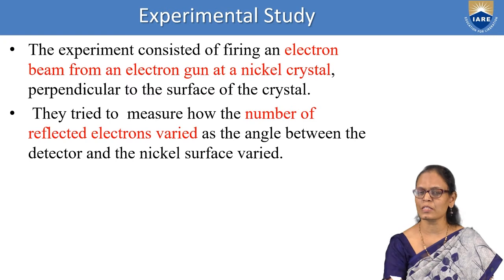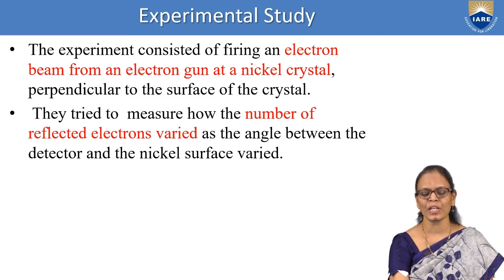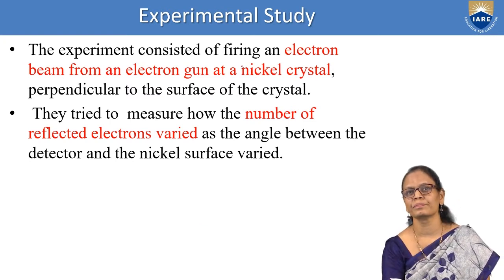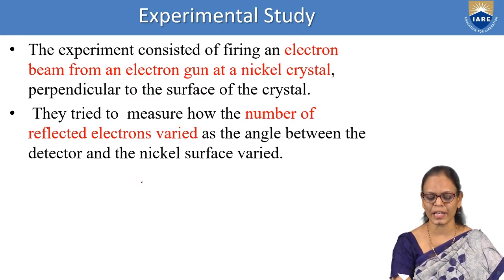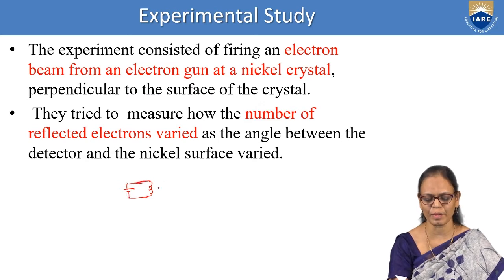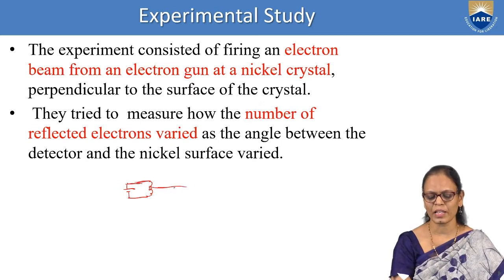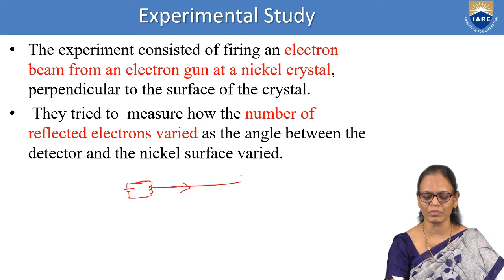And in the experiment, he took an electron beam from an electron gun. Usually you have a filament with a supply. When current flows through it, it gets heated up and it emits electrons. Suppose there is an electron beam coming out and falling on the nickel crystal.